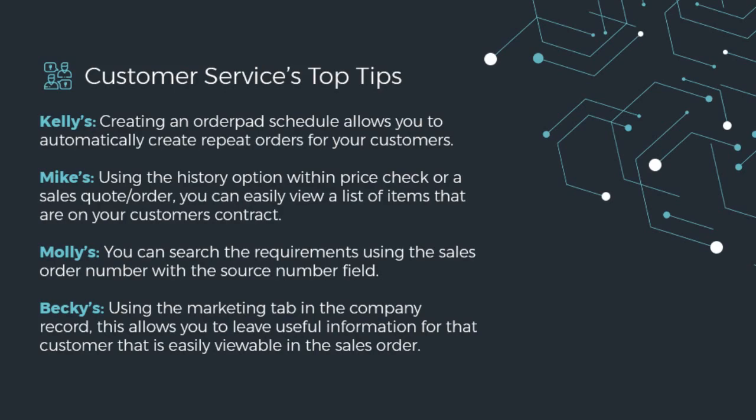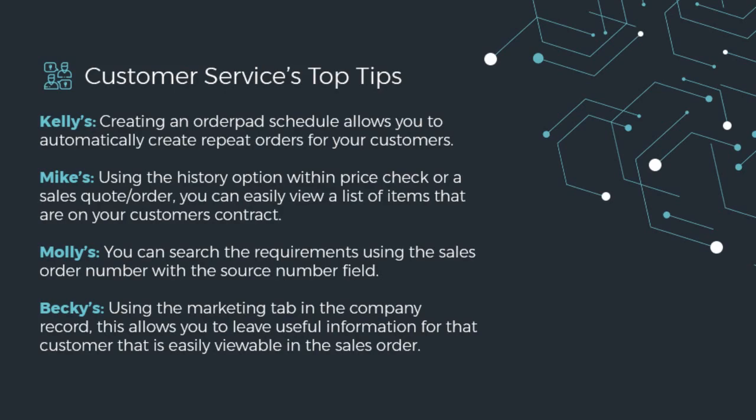My tip is using the history option within price check or a sales order or quote, and then you can easily view a list of items on your customer's contract within there. So if any of your customers call, this may be for customer service reps or even account managers within your business, being able to find the contract list and what prices etc. are on there quickly is a necessity.